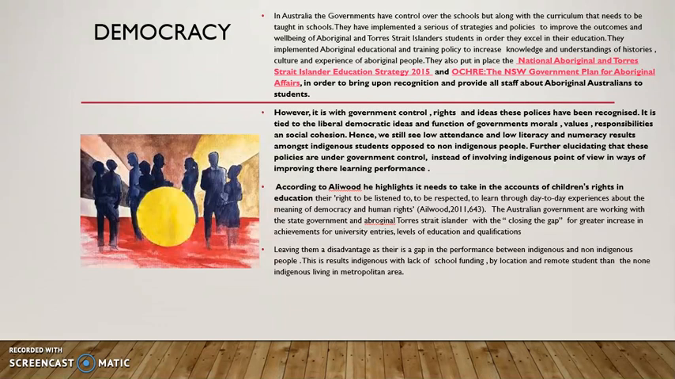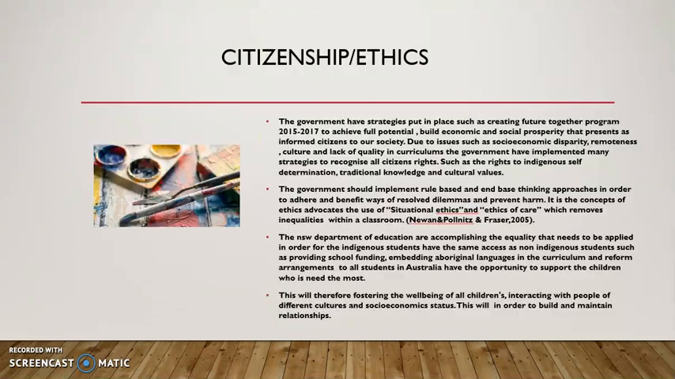Why? Because there is a gap in the performance between Indigenous and non-Indigenous people. This will result in Indigenous students lacking school funding by location, remoteness, compared with the non-Indigenous who live in metropolitan areas.